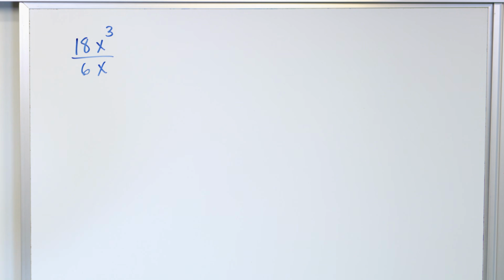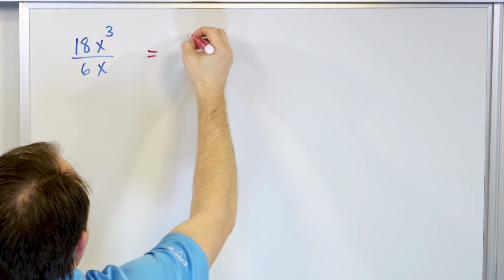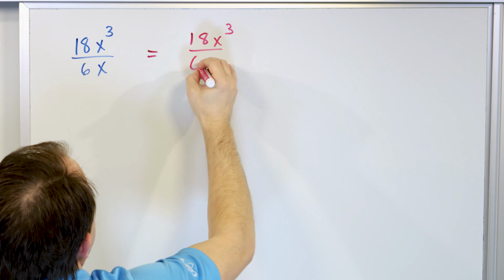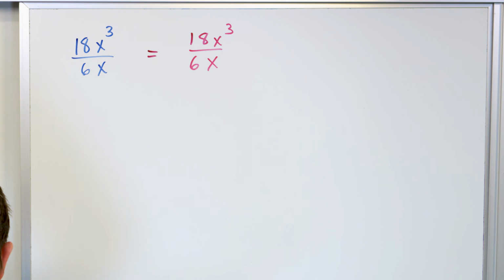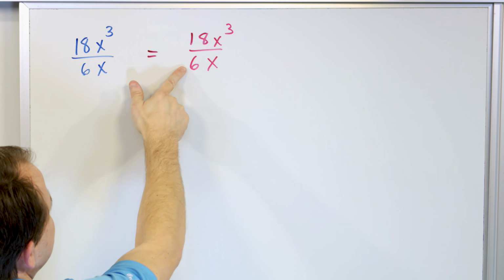All right, so what I'm going to do is, I could start scratching through all this stuff and marking it up, but I want to write it over again so I don't mess up the original thing that I wrote down. 18x to the 3rd over 6x. So the first thing you do is you look at the numbers and you realize that 6 times 3 is 18 and 6 times 1 is 6.